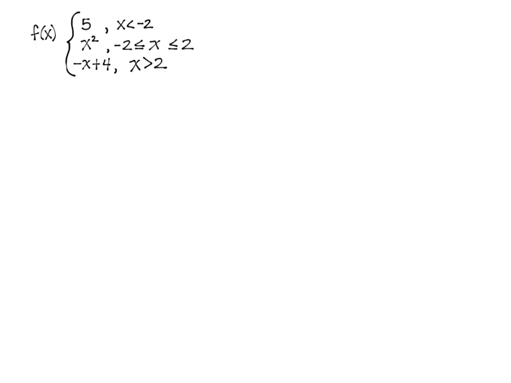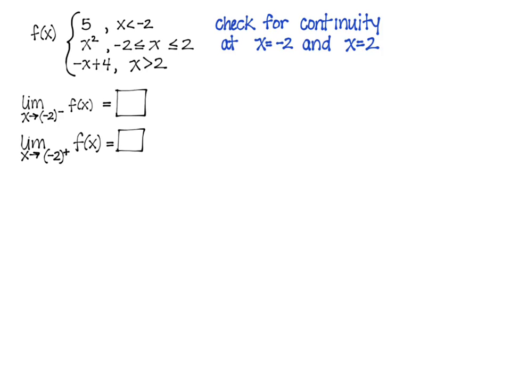Let's look at another piecewise function. And it just so happens I ended up picking the same transition points. We've got the transition point of -2, and we have another transition point at 2. So we need to look at the limits at -2 and the limits at 2. And remember, I'm saying limits plural because we need to look at the left-hand limit and the right-hand limit.